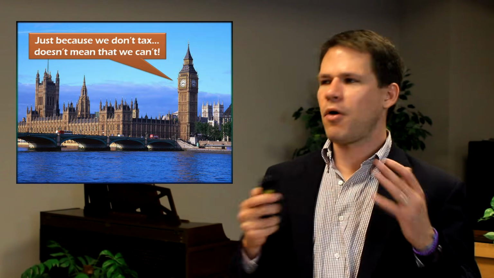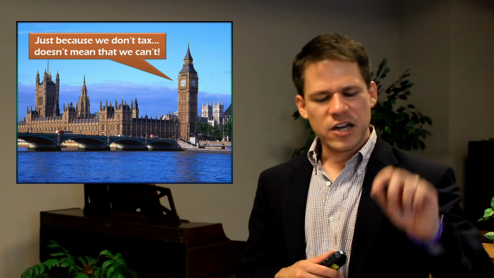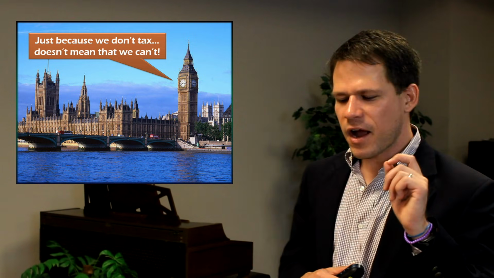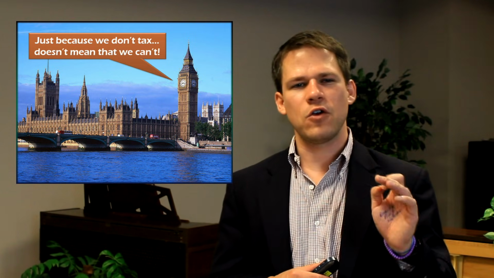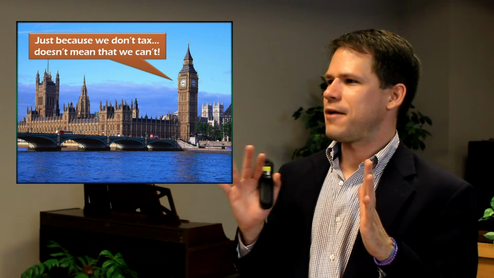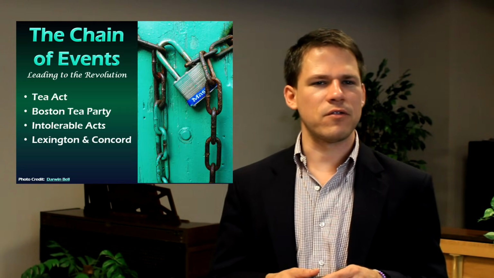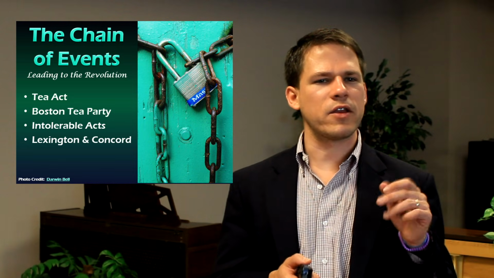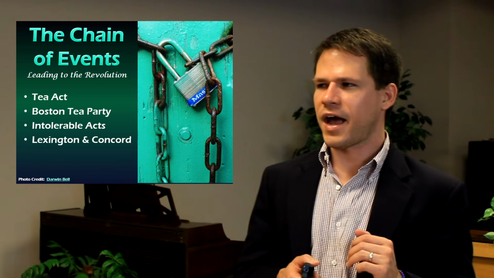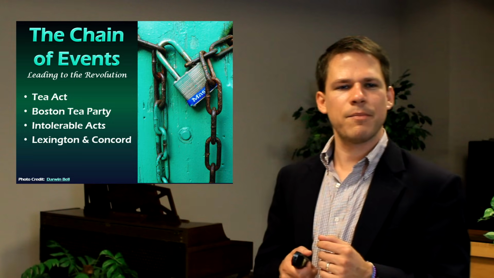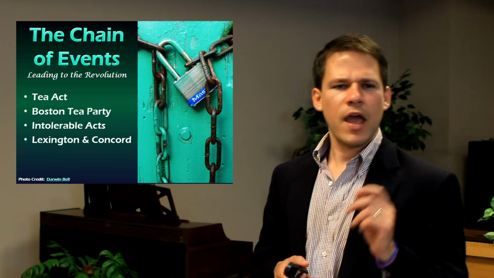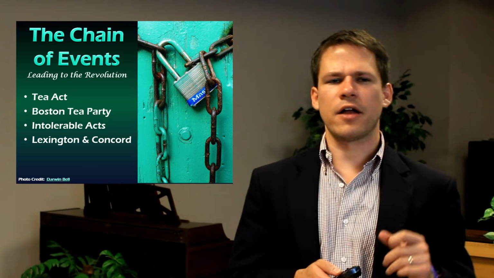All right, Parliament keeps the tax on tea just to show that they can, that they are lifting taxes, but they are doing it kind of like, hey, we're going to keep one tax there. And that tax is really what's going to contribute to this. The chain of events that's going to lead to the revolution starts with the Tea Act, continues into the Boston Tea Party, the Intolerable Acts, and then Lexington and Concord.